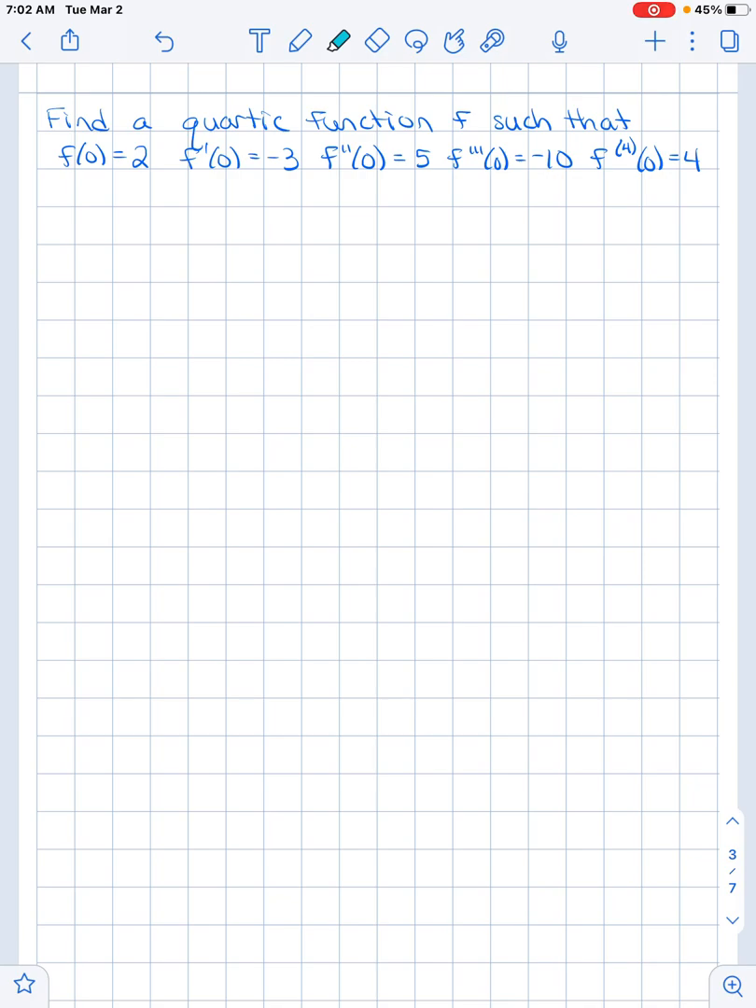Okay, welcome back. So the quartic, f of x, is e plus dx plus cx squared plus bx cubed plus ax to the fourth. I'm going to go a lot faster this time, and we're just going to cut to the chase. So we know that f of 0 is just going to be e.